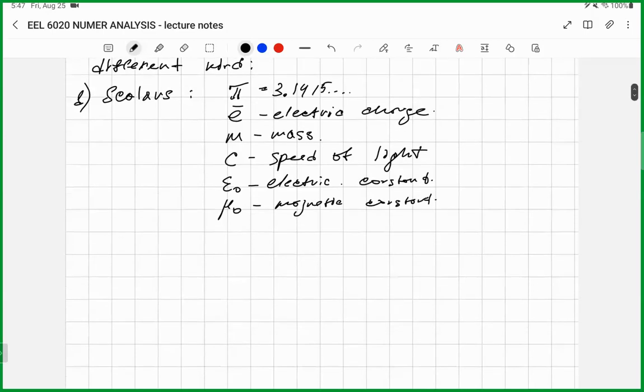So scalars. A scalar is very simple. It doesn't change as we change the position coordinate. A scalar doesn't change.